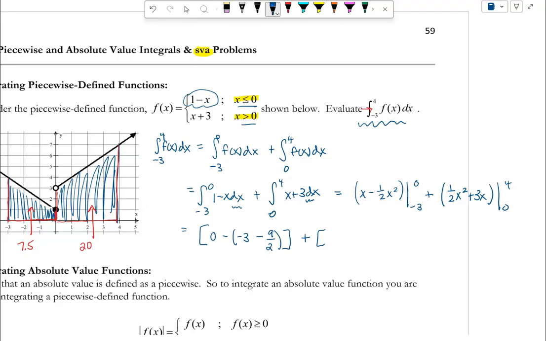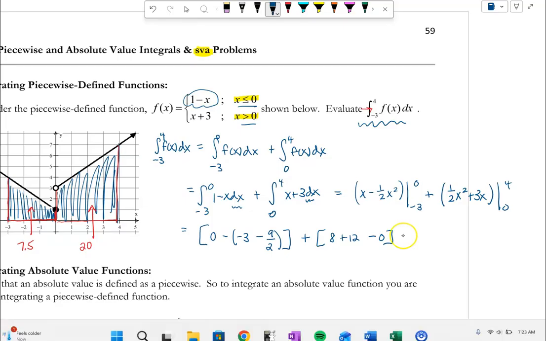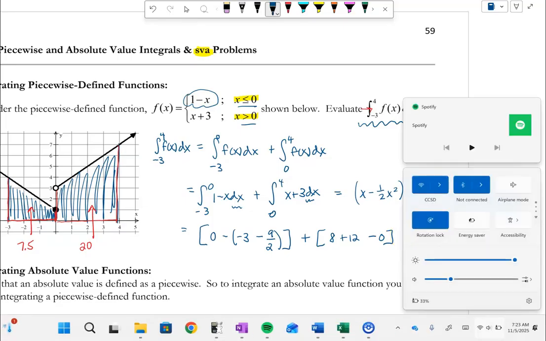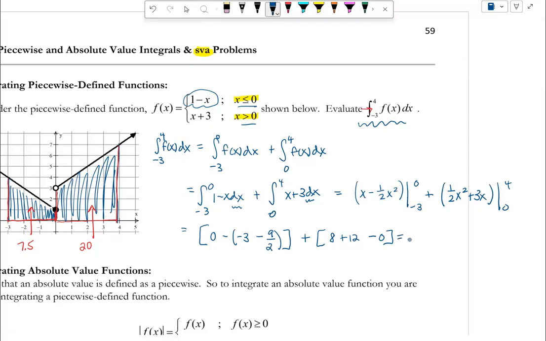So when I plug in a 4, I'm going to get 4 squared over 2. So that is 16 over 2, 8. And plus 3 times 4, so plus 12, minus 0. All right, so when we add this all up, we do indeed get a sum of 27.5 there.